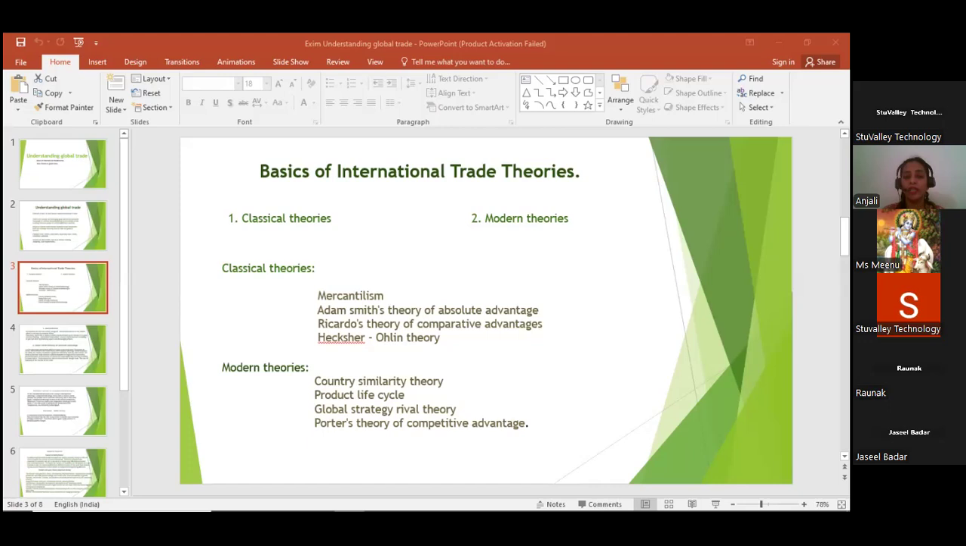This theories of trading started from the classical trading, which again has four parts: mercantilism, Smith's theory of absolute advantage, Ricardo's theory of comparative advantage, and the Heckscher-Ohlin theory. So first we are going to study the earliest one, the first trade theory which came into existence. That is known as mercantilism.